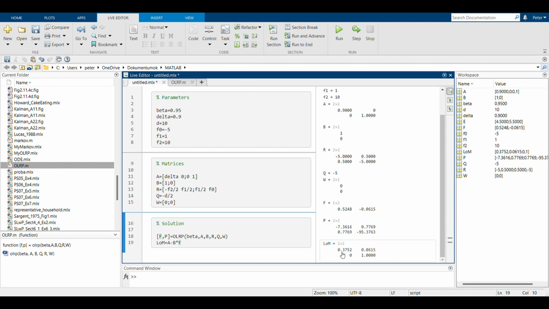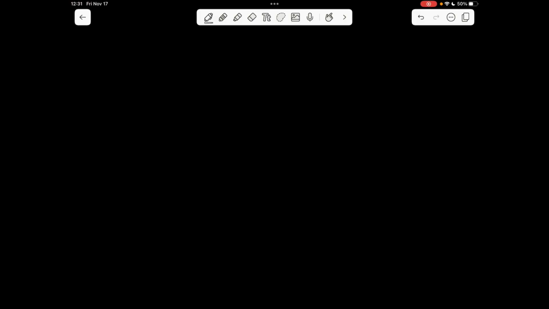In the later sections of this session, we will see how to find the rational expectations equilibrium in a simple model. This is exercise 7.1 from the Ljungqvist Sargent book.